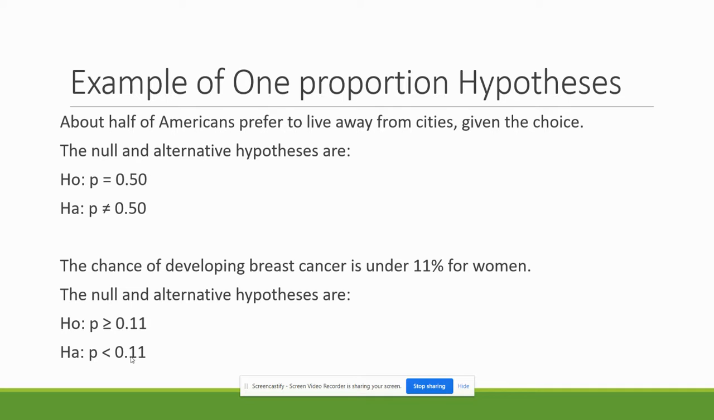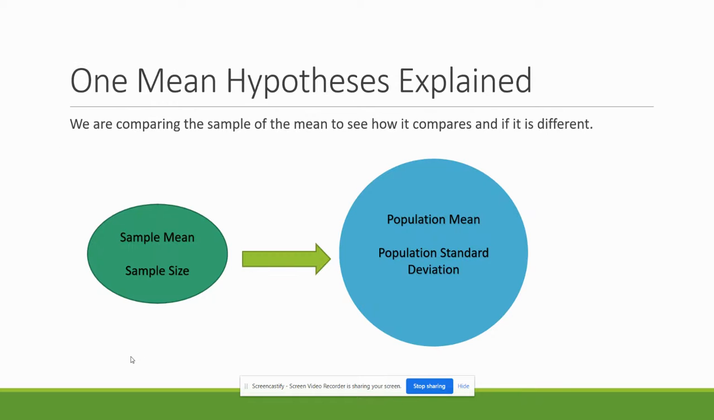All right, the chance of developing breast cancer is under 11% for women. Here's the null and the alternative. All right. Under 11% is the same thing as saying less than 11%. So if I go with my alternative first, P is less than 0.11. So then that would make my null P is greater than or equal to 0.11.